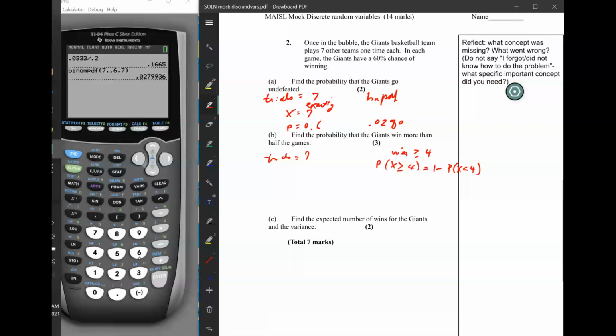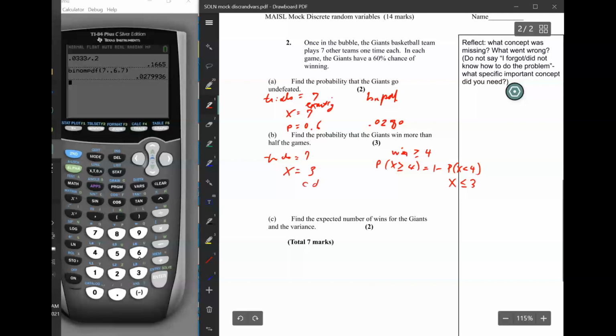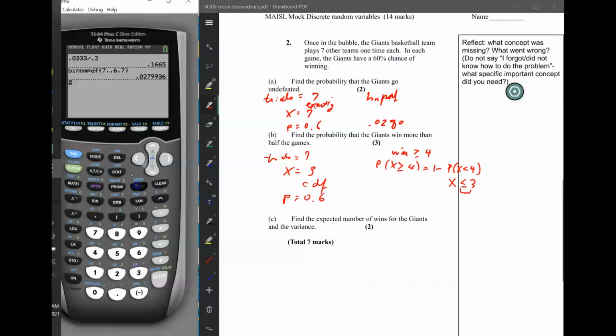But we need to express it as less than or equal to, because the calculator does less than or equal to. So what would x is less than 4 be equivalent to in the case of whole numbers? It would be less than or equal to 3, right? So what we need to do is x equals 3, and we need to do CDF because we're doing less than or equal to, and that's what CDF does. And finally, the probability is equal to 0.6 like it was before. So let's figure out that probability with binomial CDF.